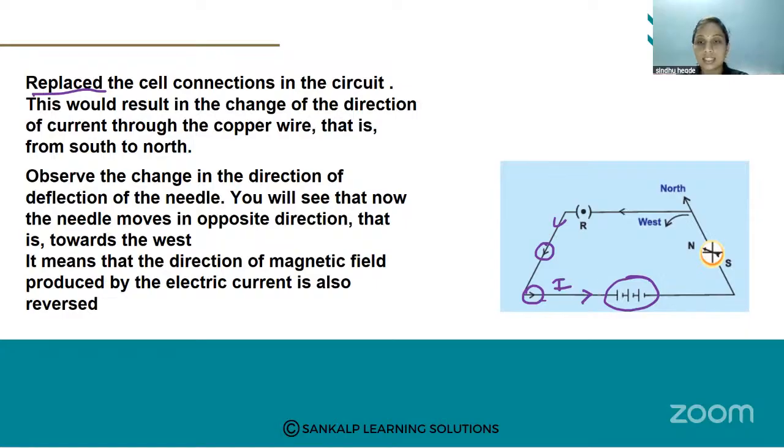Let us consider. Again, here the compass shows that the direction is from north to south. When the plug key is closed, the circuit is completed. Then again the current starts flowing through the conductor. At that time the compass again shows some deflection, right.